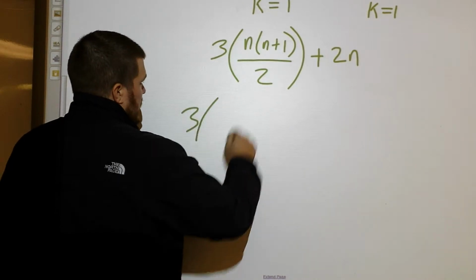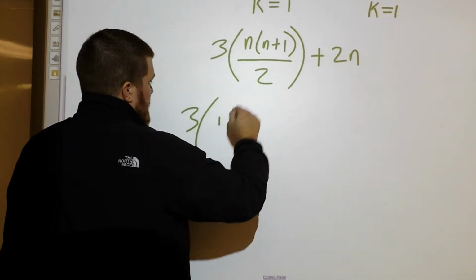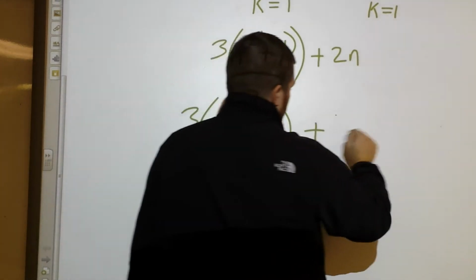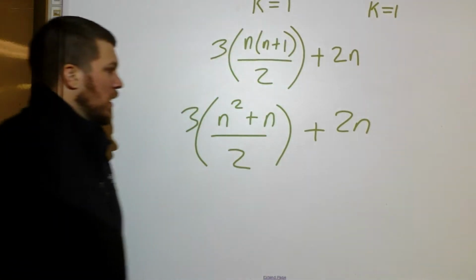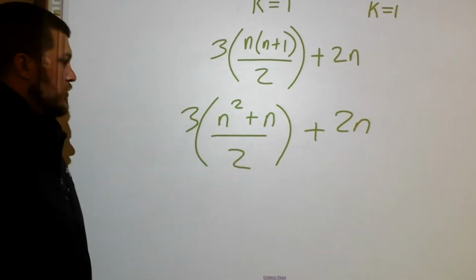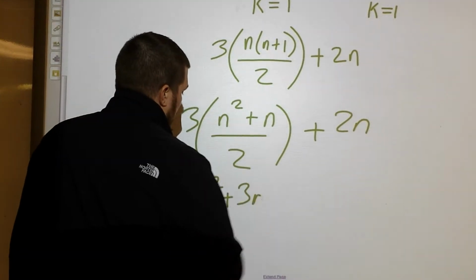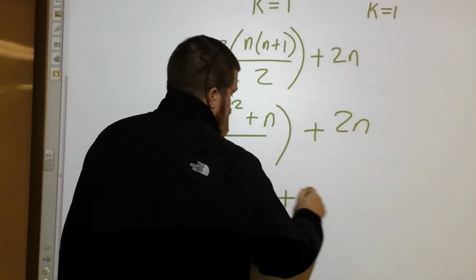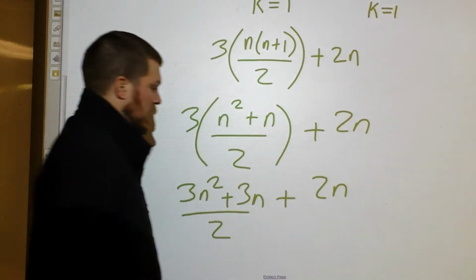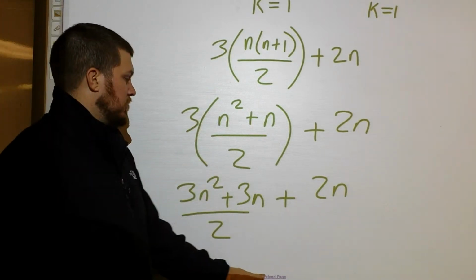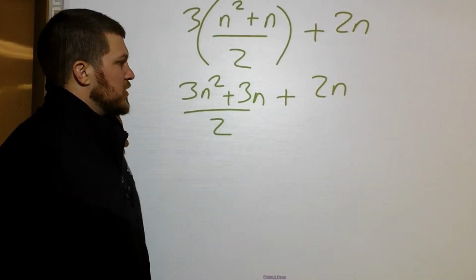I have 3 times, this is the distributive property, so n squared plus n divided by 2 plus 2n. Okay, now I want to take care of this distributive property, so I have 3n squared plus 3n all over 2 plus 2n. Again, at any of these steps, we have a closed form definition. I want to keep going though. I want to clean this up as much as I can.